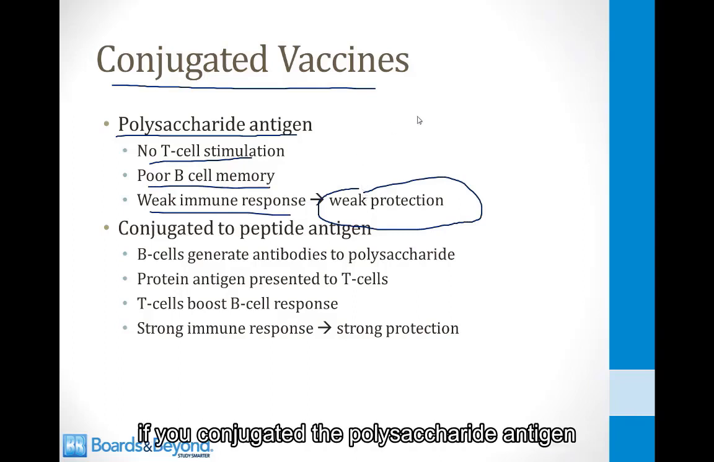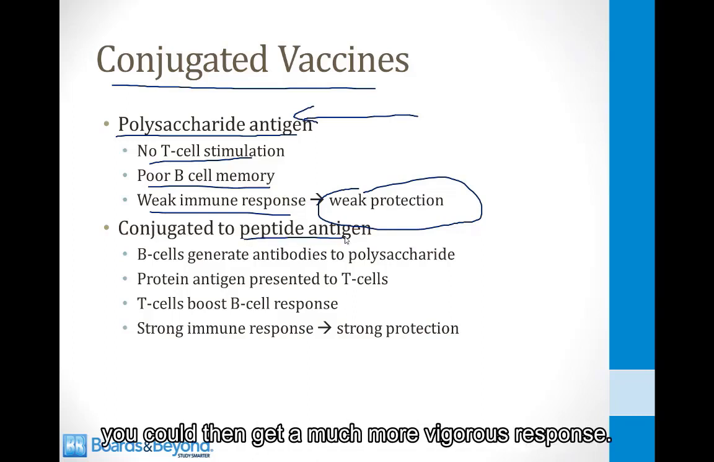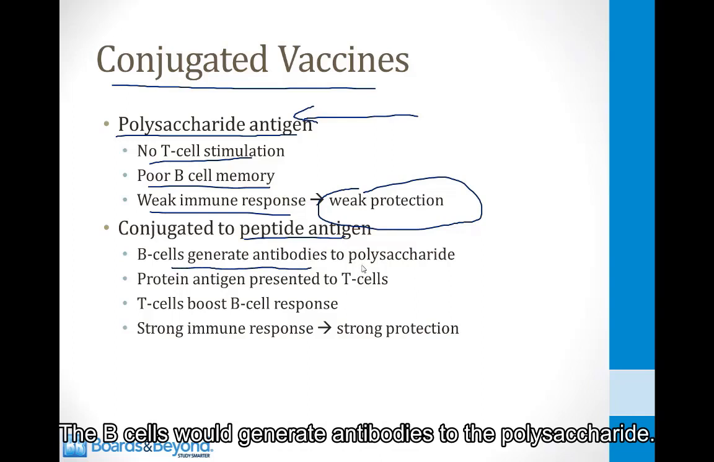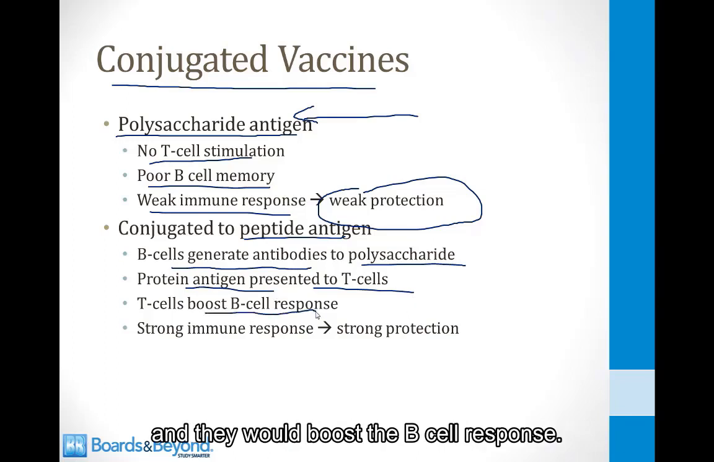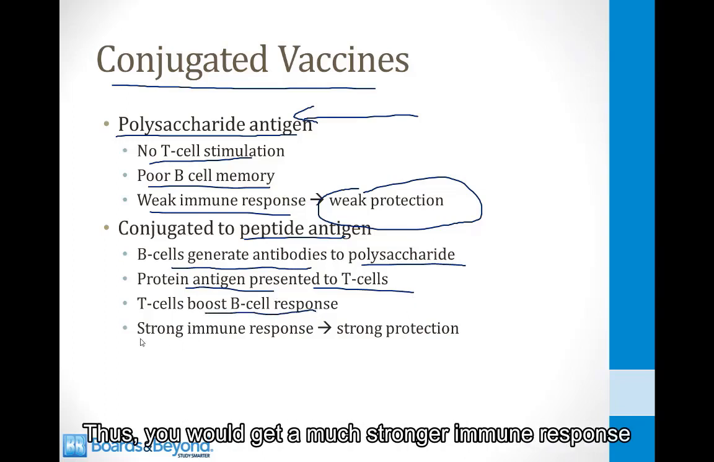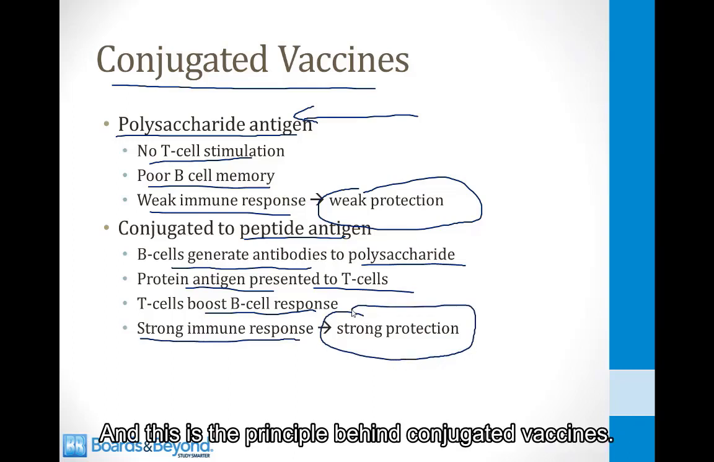However, if you conjugated the polysaccharide antigen to a peptide antigen, you could then get a much more vigorous response. The B cells would generate antibodies to the polysaccharide, the protein antigen would get presented to T cells, and the T cells would be activated and they would boost the B cell response. Thus, you would get a much stronger immune response and much stronger protection. And this is the principle behind conjugated vaccines.